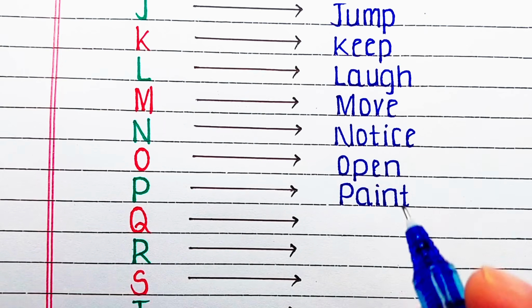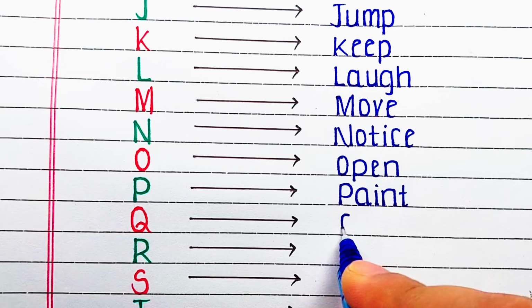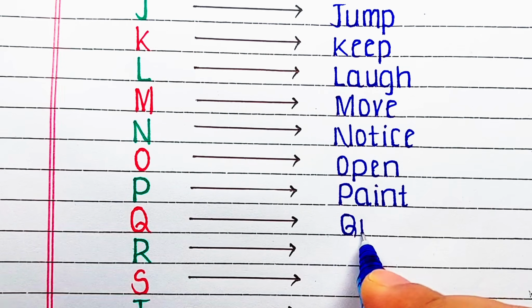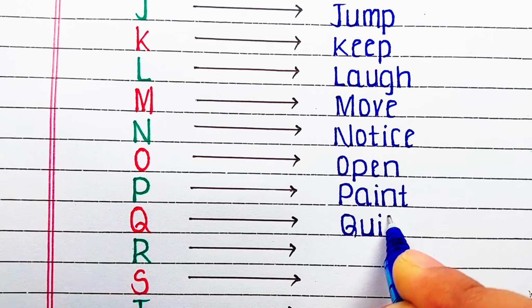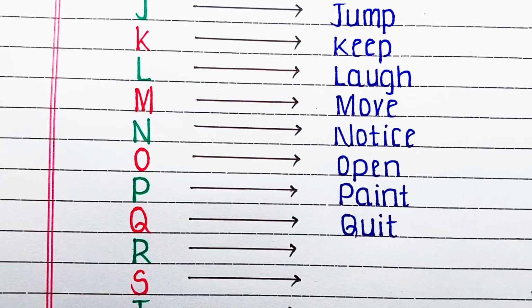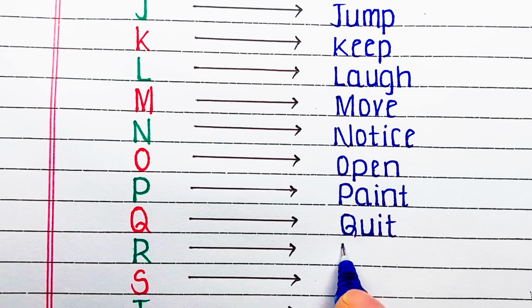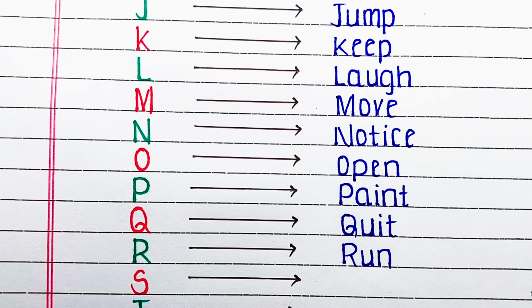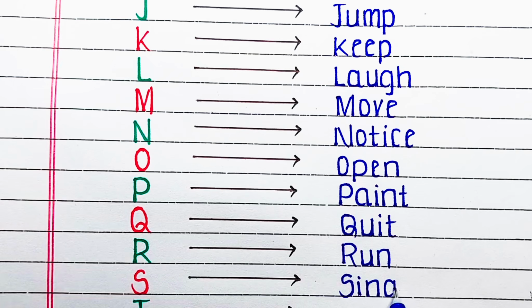Next is alphabet Q. The word is QUIT, quit. Next is alphabet R. The word starting with alphabet R is RUN, run. Next is alphabet S. The word is SING, sing.